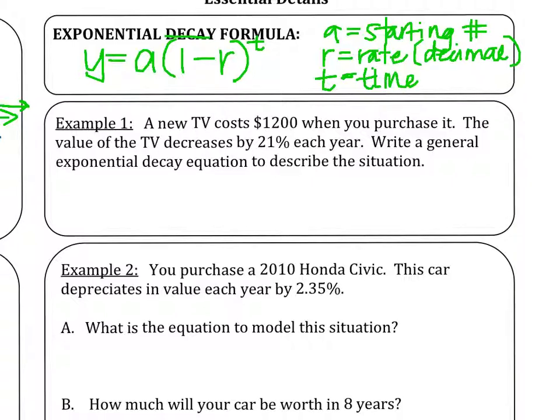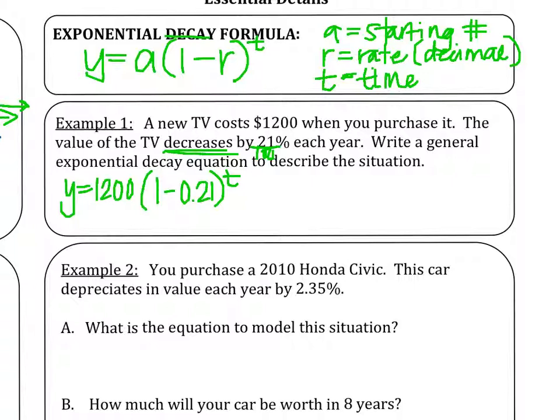But let's go through one of these. A new TV costs $1,200 when you purchase it. The value decreases, means minus, by 21% each year. So as I start out, I'm looking at 1,200 times 1 minus 0.21. And again, take this and divide it by 100 to get your decimal, to the t. Or x, I'm okay with either one. But this is the idea.